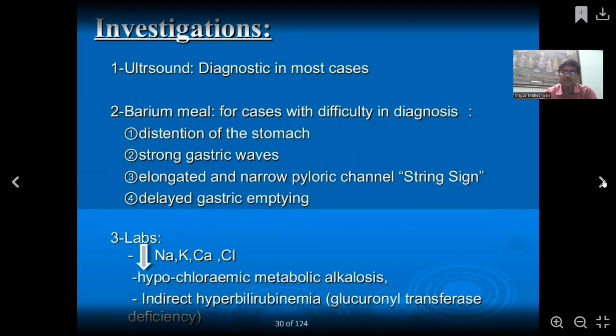Previously, we used to do a barium or gastrografin dye study when there was a difficulty in diagnosis. The findings will be: a dilated stomach, strong gastric peristaltic waves, an elongated and narrow pyloric canal that is called a string sign, and delayed gastric emptying. Laboratory investigations include serum sodium, potassium, calcium, and chloride, all of which are expected to be low. So there is hypochloremic, hypokalemic metabolic alkalosis, and sometimes indirect hyperbilirubinemia.